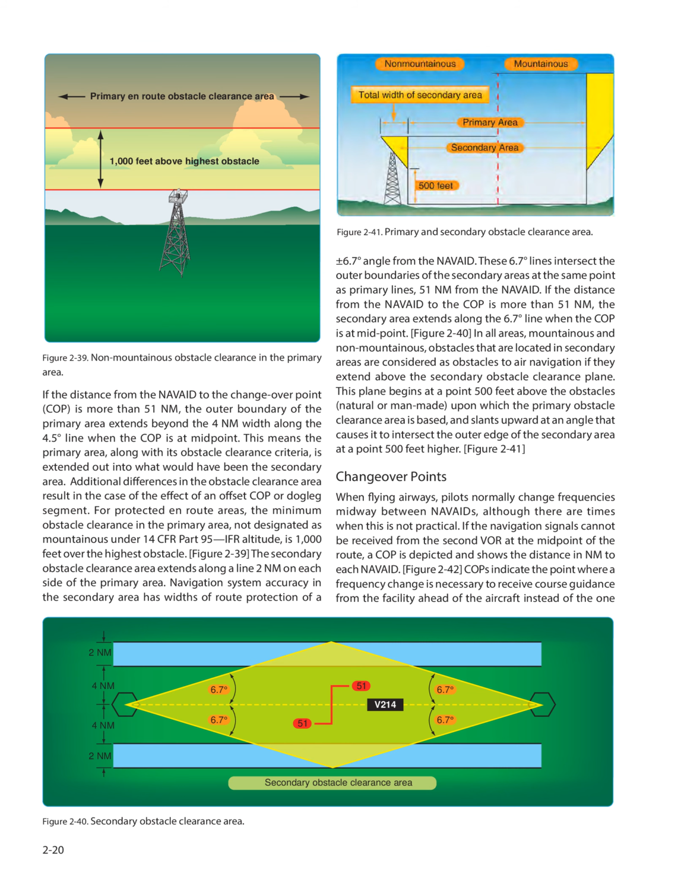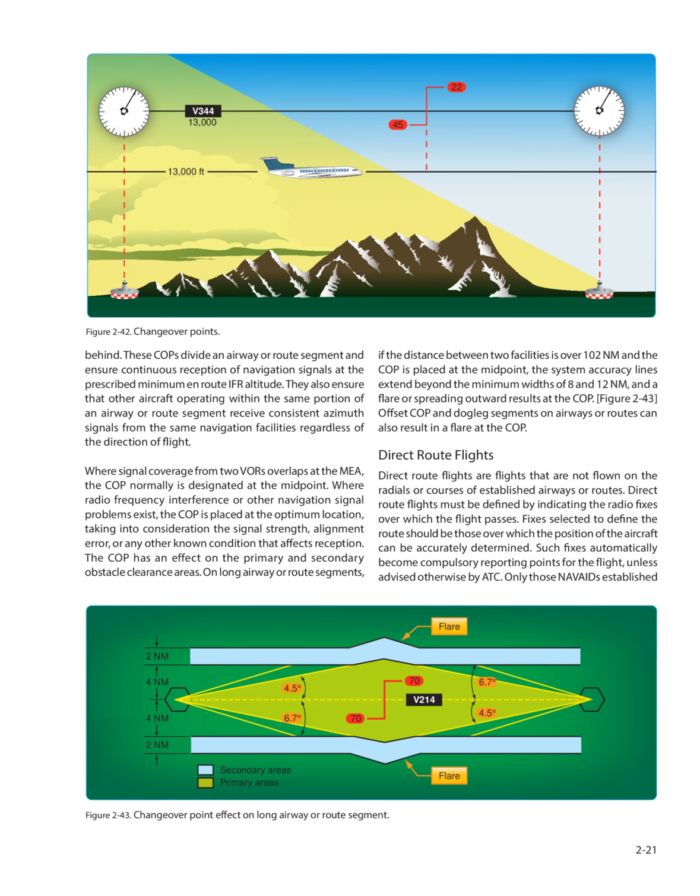Figure 242, COPs indicate the point where a frequency change is necessary to receive course guidance from the facility ahead of the aircraft instead of the one behind. These COPs divide an airway or route segment and ensure continuous reception of navigation signals at the prescribed minimum on-route IFR altitude. They also ensure that other aircraft operating within the same portion of an airway or route segment receive consistent azimuth signals from the same navigation facilities regardless of the direction of flight.